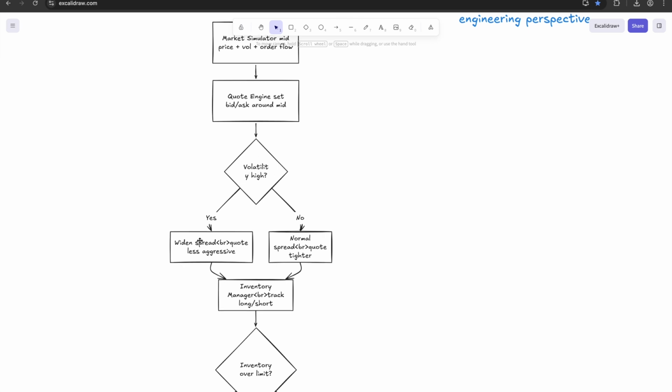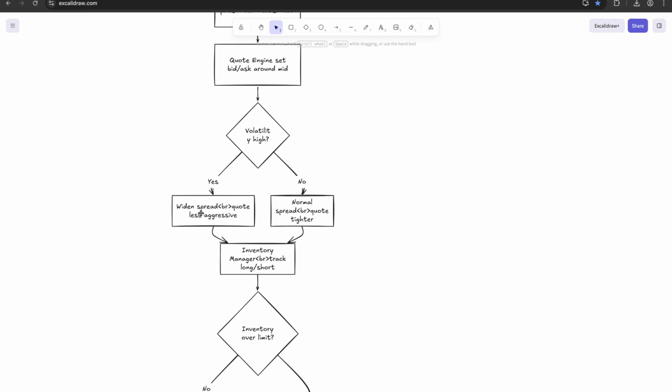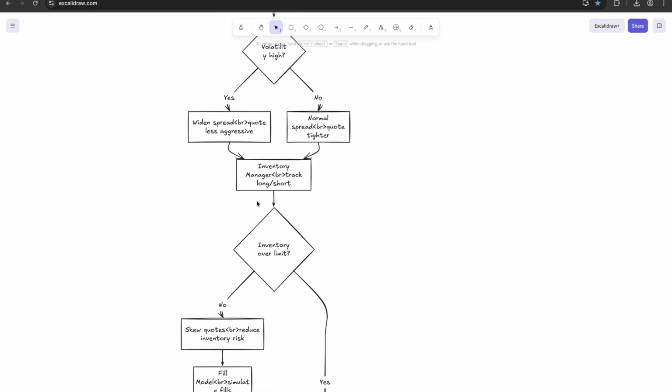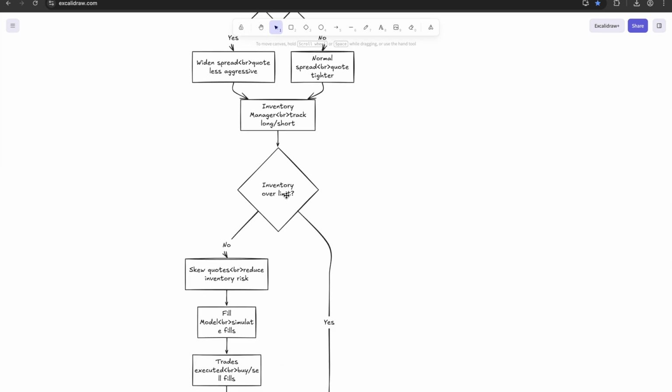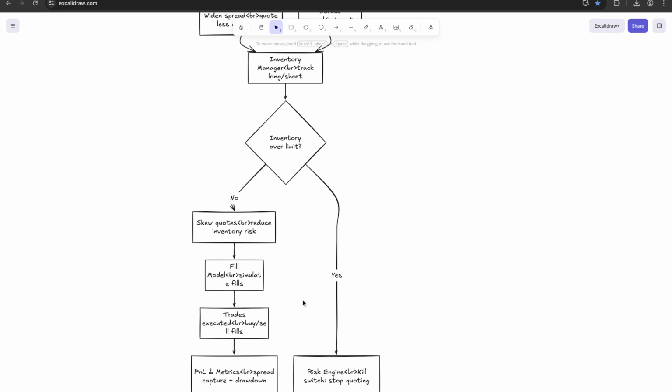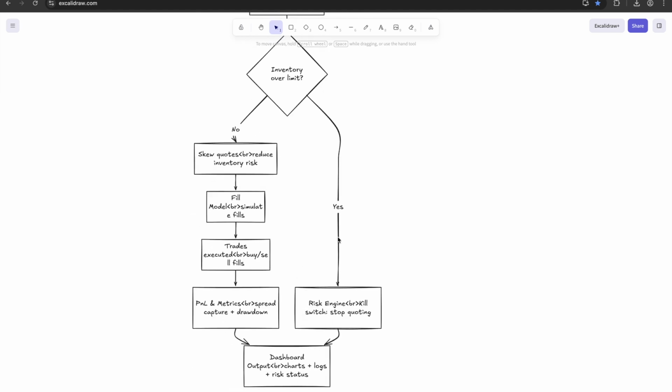So if it's a yes, then we widen the spread and quote less aggressively. If it's no, then we use a normal spread and quote tighter. And then based on these decisions, it goes to the inventory manager, which tracks the long and short contracts that we have. And then if the inventory is over limit, if it's a yes, then we do the kill switch and we stop quoting. And if it's a no, we skew quotes and reduce inventory risk.